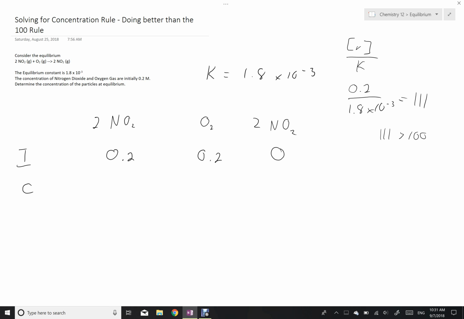So here my change, I'm going to be reducing by 2x here, reducing by x, and creating 2x of this. And so at equilibrium, 0.2 minus 2x, 0.2 minus x, and I'll end up with 2x. And then, because I've met my need for my 100 rule, I'm going to say that the change in the concentration of my reactants is small, and as a result, I can ignore it, and so basically I'm going to neglect this 2x and this x.